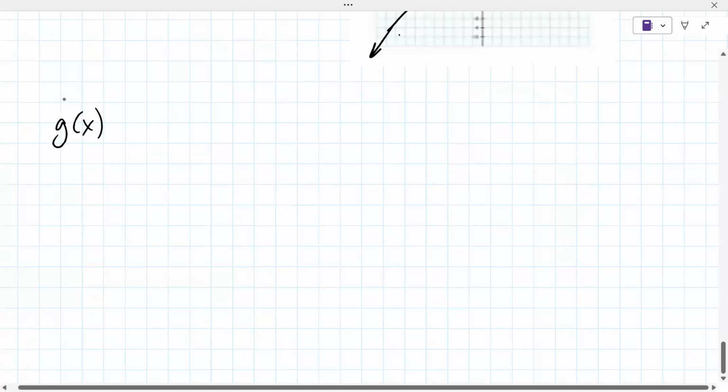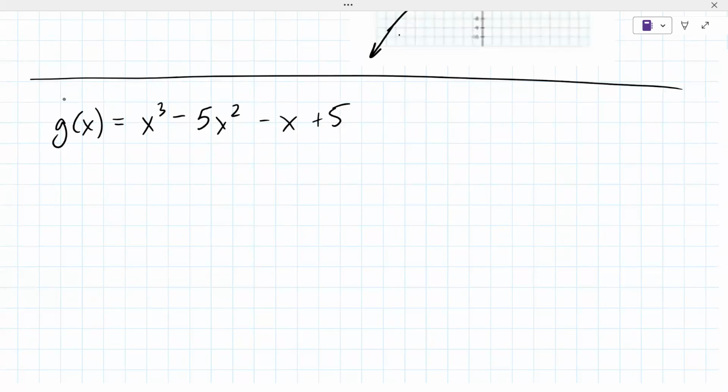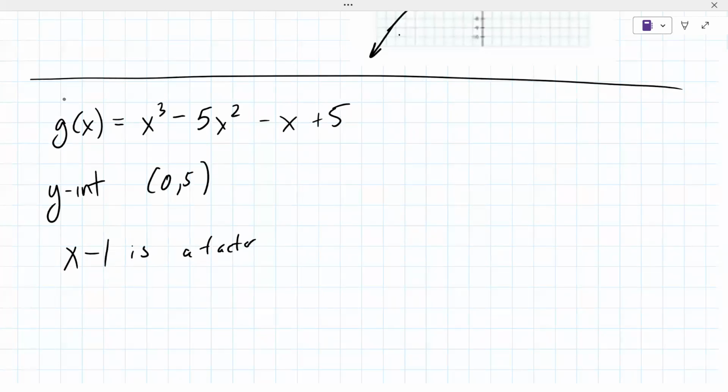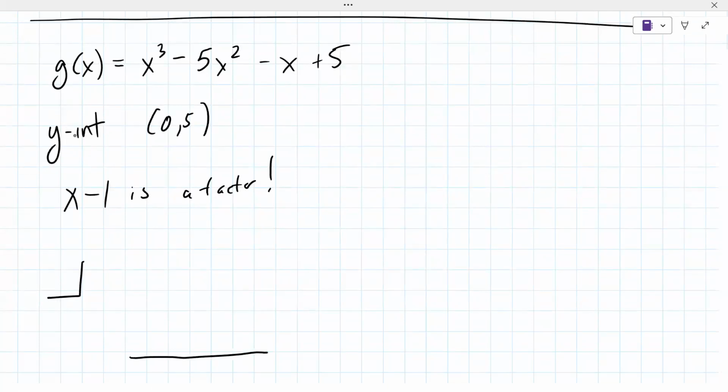So here we go. g(x) = x^3 - 5x^2 - x + 5. Okay, you're going to be very active in this problem. I want you to first find the y-intercept. (0, 5). Very good. Now, when you graph as you go, you would graph that. I now have to tell you that x - 1 is a factor. So you have to figure out what goes in the box and do your synthetic division here next.